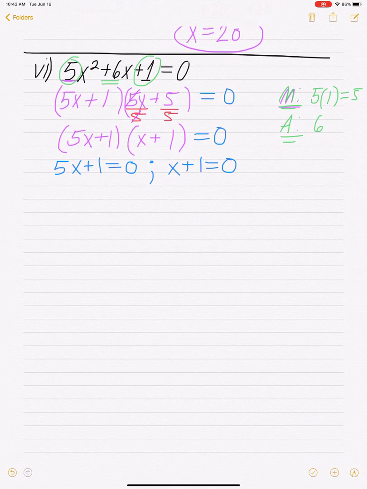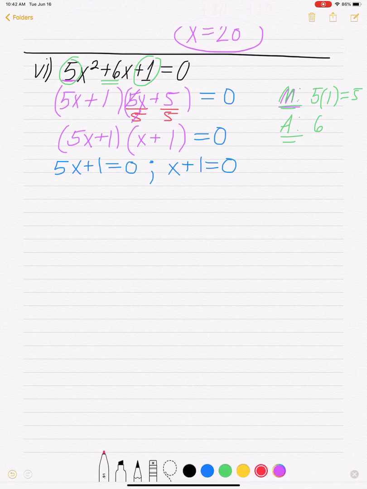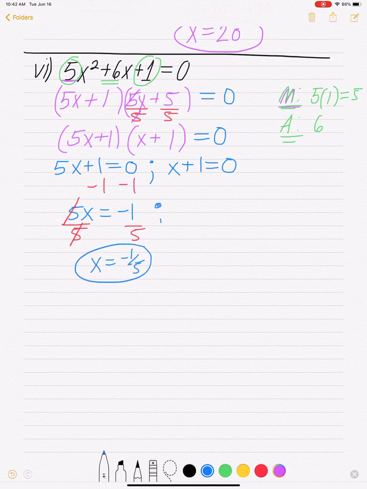The first one requires subtracting a 1 from both sides. So you get 5x equals negative 1. And then you'll divide both sides by 5. And that'll give you x equals negative 1/5. That's one of your solutions. The other one, you're just going to subtract 1 from both sides, and you get x equals negative 1. So the 2 solutions here would be negative 1/5 and negative 1.